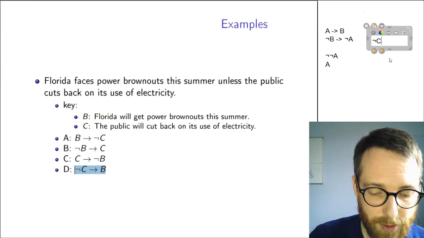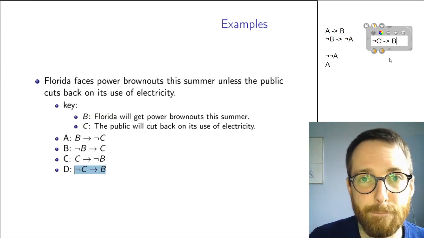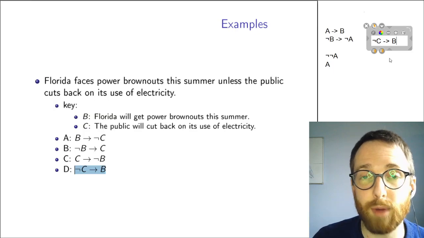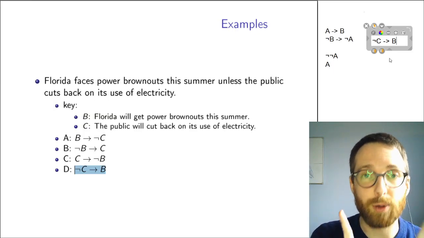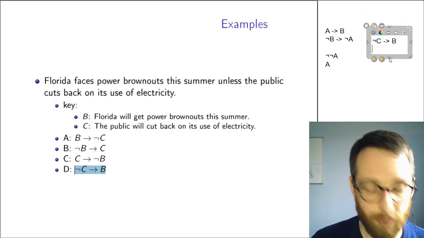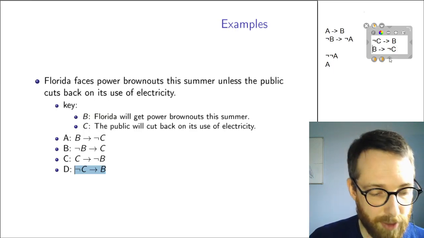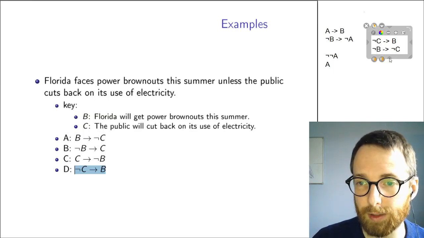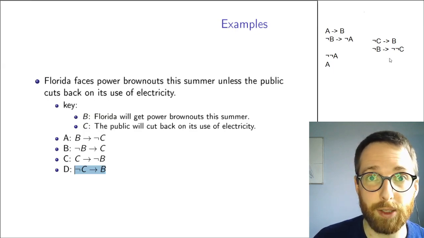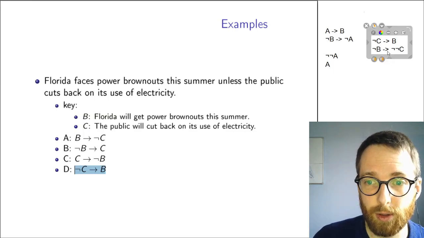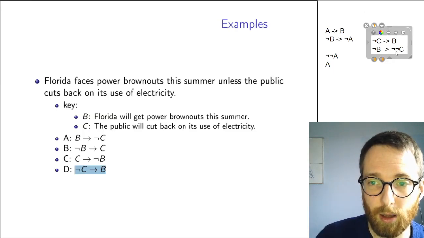So we had not C arrow B. I'm going to apply these two things in turn. So first of all, I'm going to do what's called contraposition. I'm going to change the order of the two things: B arrow not C. What makes this contraposition instead of just flippity flopping is that I put negations on each of those things. So let me do that again.